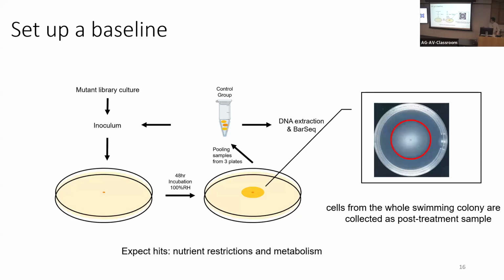So the expected hits we are looking for here are nutrient restrictions, because this is a minimal medium, and also metabolism genes that help them go through those nutrients. But we're also thinking, because this is a nutrient limiting environment, that motility will help in this case. And we're not sure how many of those we will find. So let's just roll with this and set up a baseline.